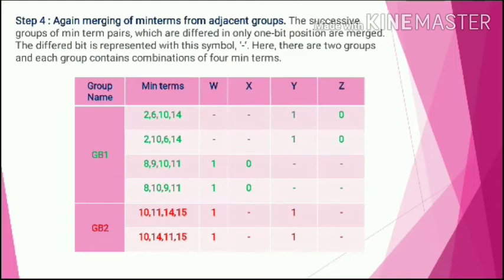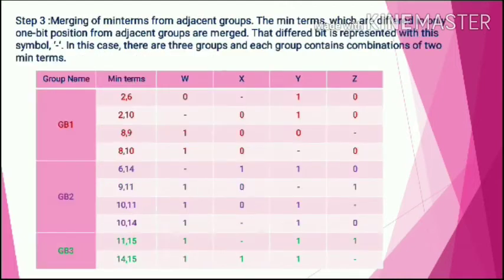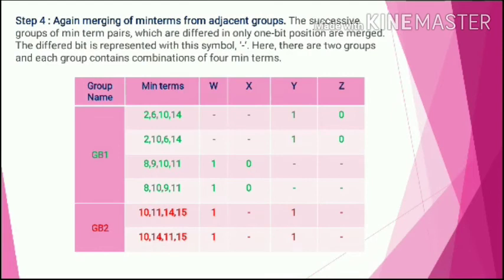Okay. Then take 8, 9, 10, 11. See the previous table. Here 8, 9 is 100 dash, and 10, 11 is 101 dash. Here only the third bit differs. So put a hyphen for that bit. So 10 hyphen hyphen in that place. So 8, 9, 10, 11 is 10 hyphen hyphen.